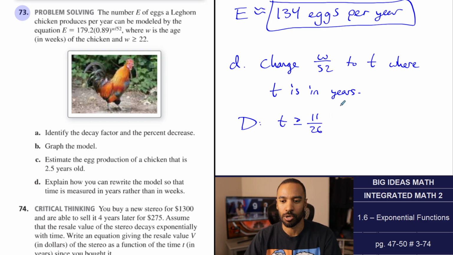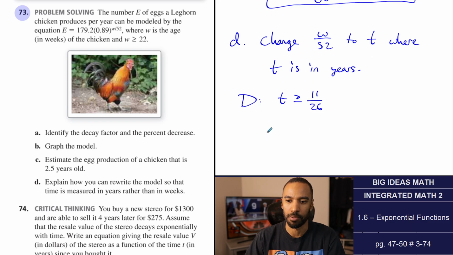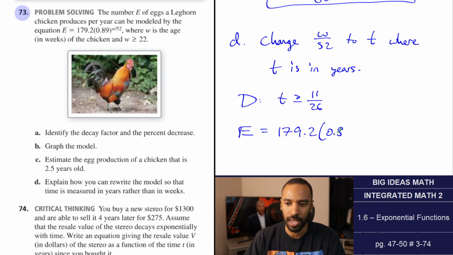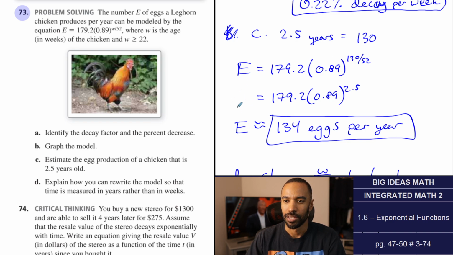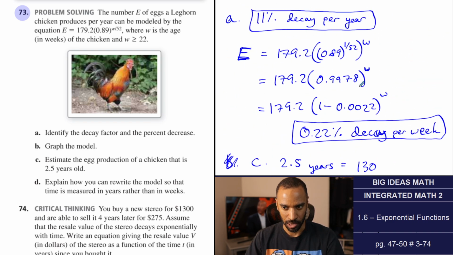That's the domain aspect. So the equation, by the way, would now be E equals 179.2 times 0.89 to the t power. That's the only thing that really comes to mind. This thing is measured in years. If you want the one measured in weeks, then you take this one that I made right here.